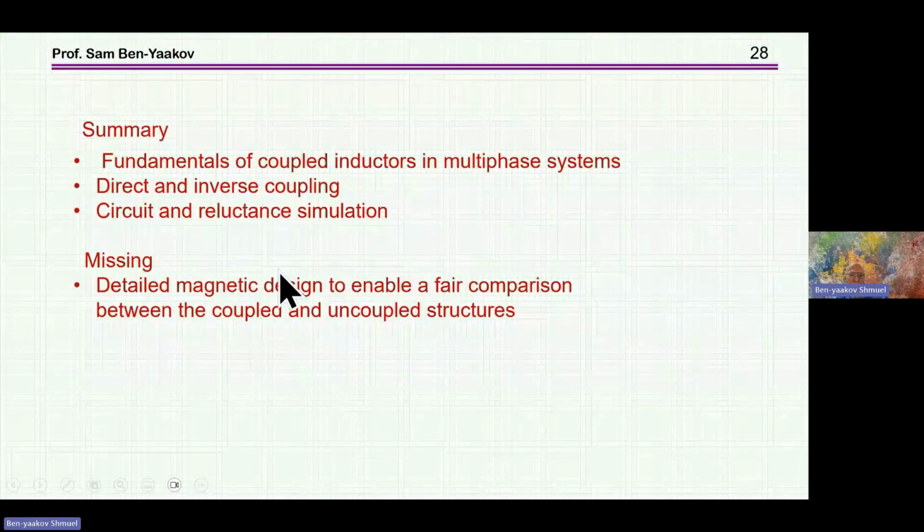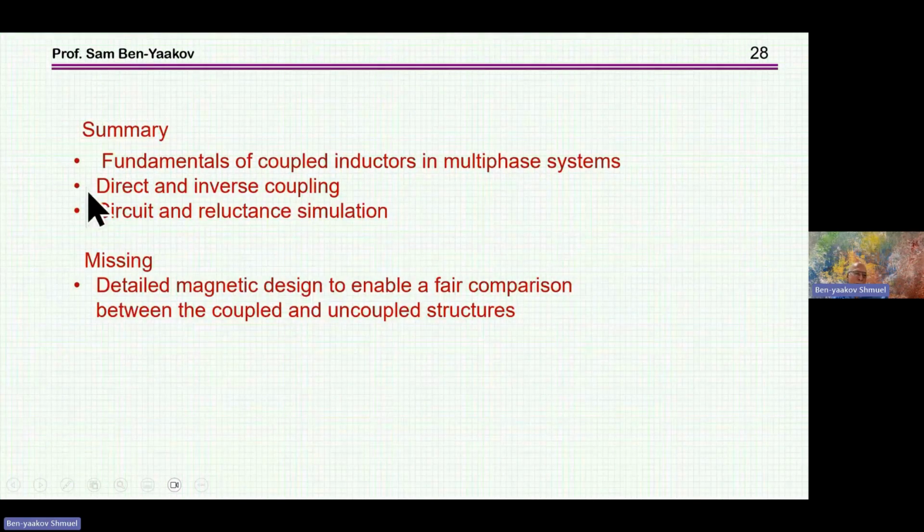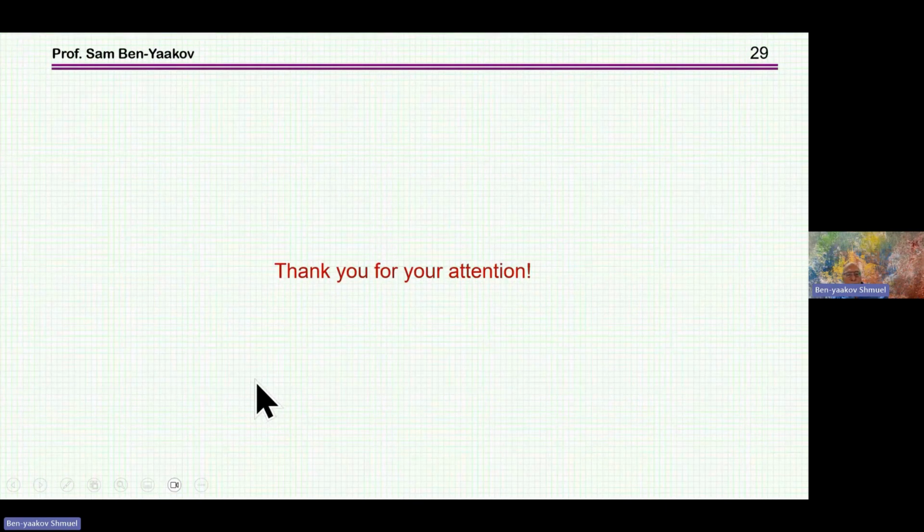So what did we see here? I very quickly went over the fundamentals of coupled inductors. We talked about direct and inverse coupling. And what is very important, in my opinion, is the combination of circuit and reluctance simulation that gives you a lot of information. Now, I didn't go into very fine details of the design, and so there is something to do next time. So this brings me to the end here.